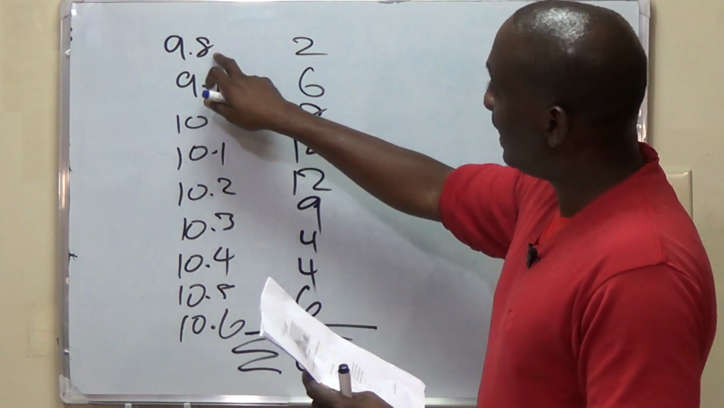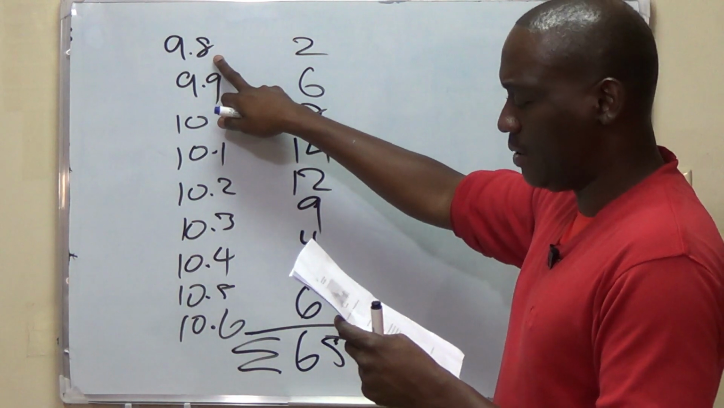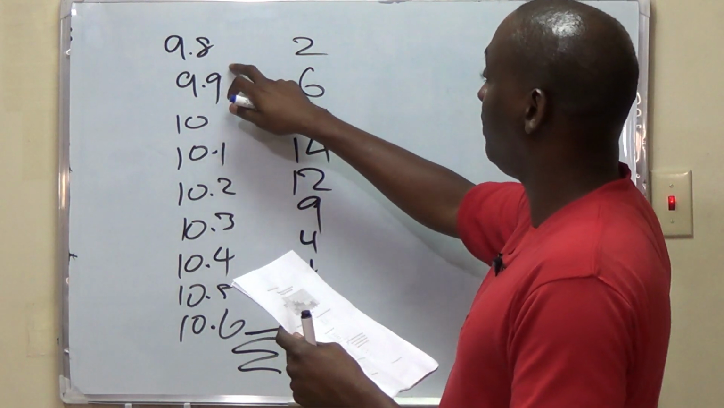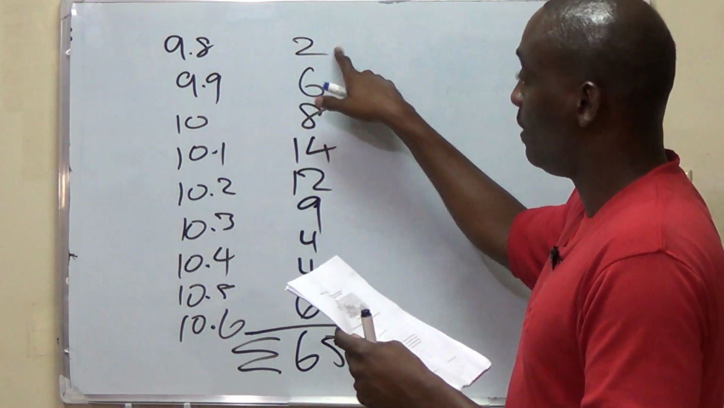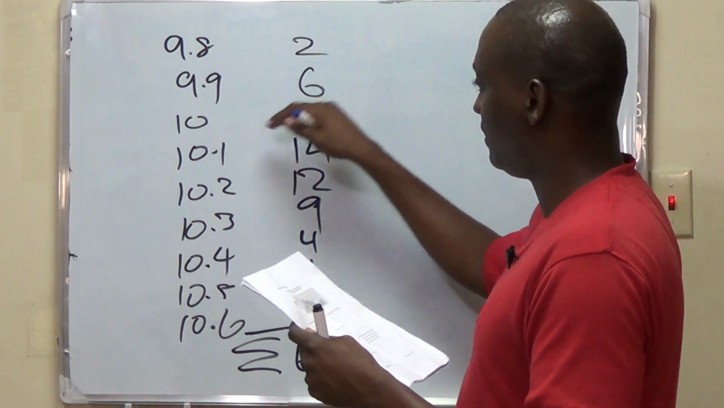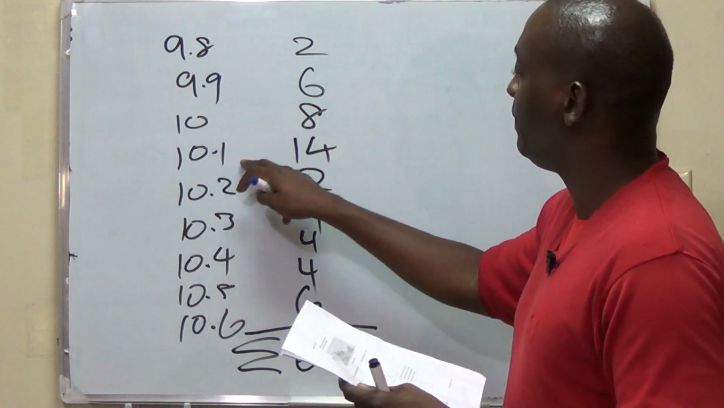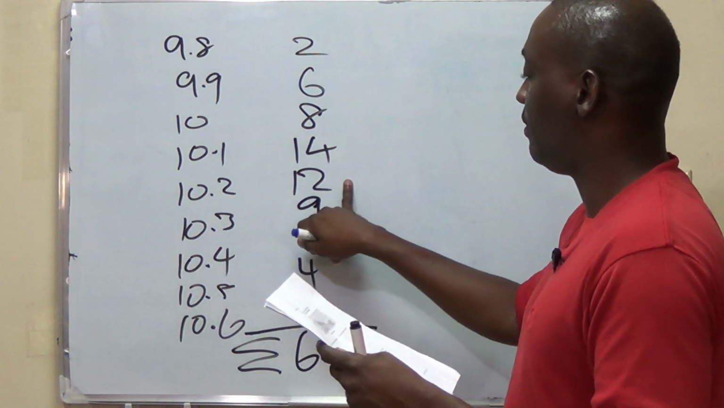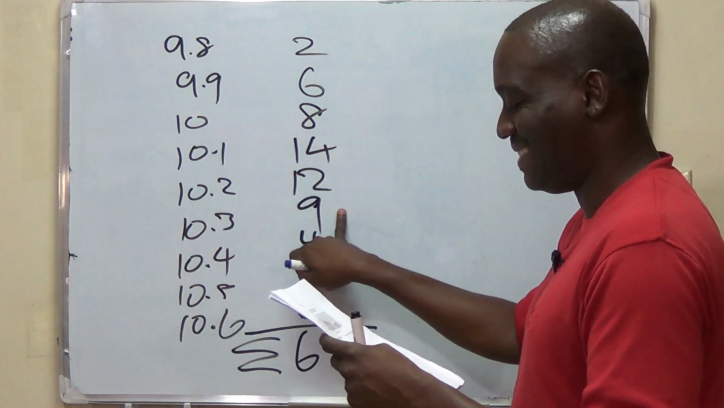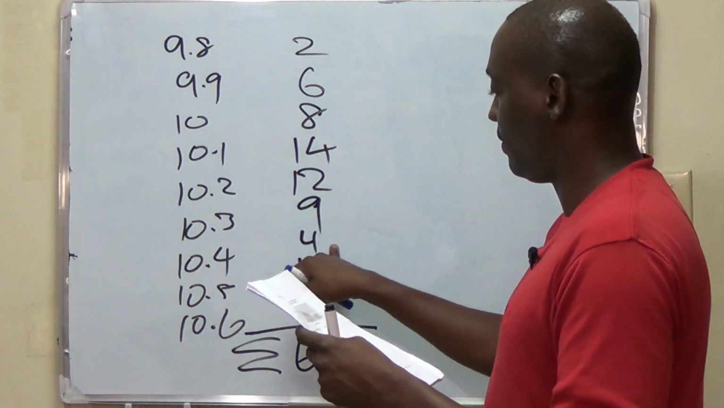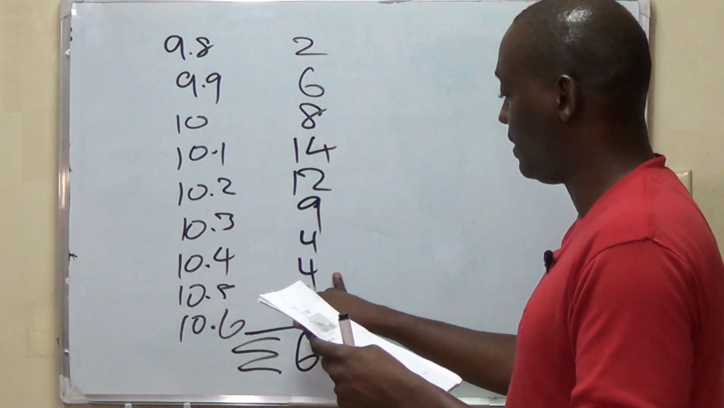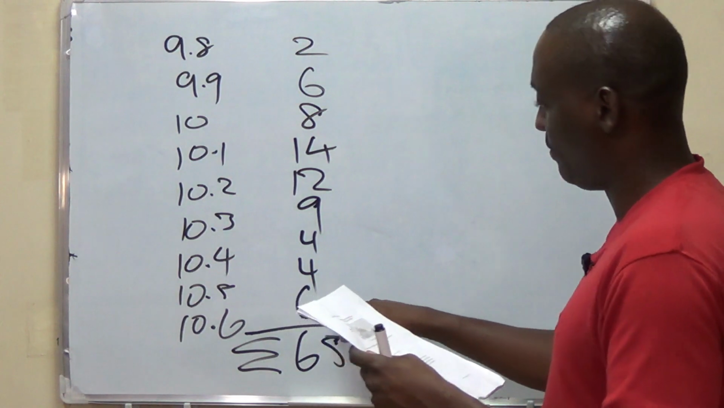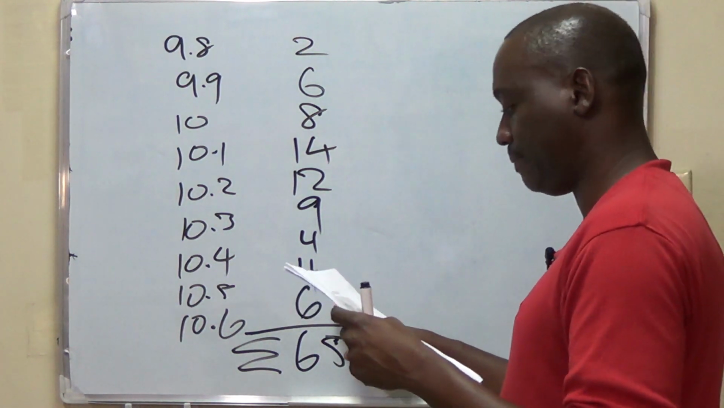Good? The 9.8 kilograms, the frequency is 2. 9.9, the frequency is 6. 10, the frequency is 8. 10.1, the frequency is 14. 10.2, the frequency is 12. 10.3, the frequency is 9. 10.4, the frequency is 4. 10.5, the frequency is 4. 10.6, the frequency is 6.